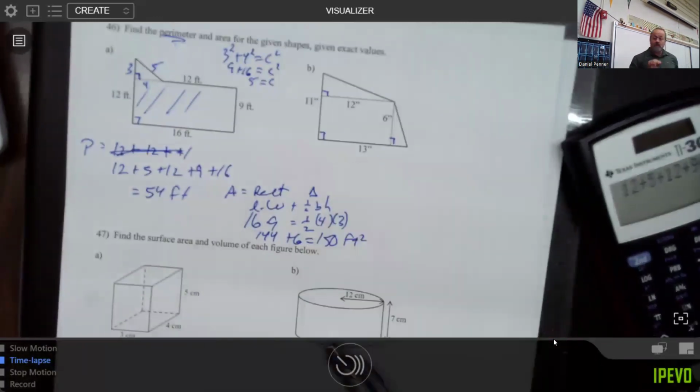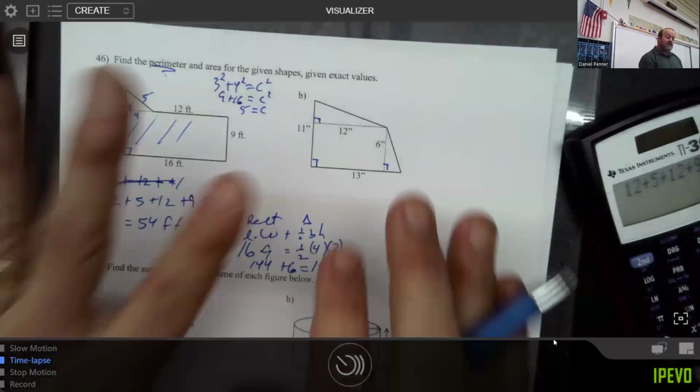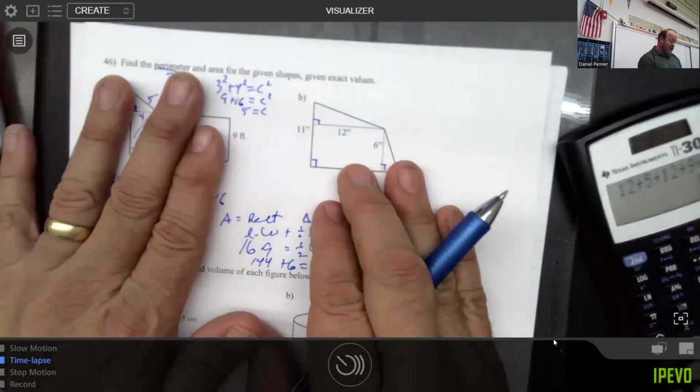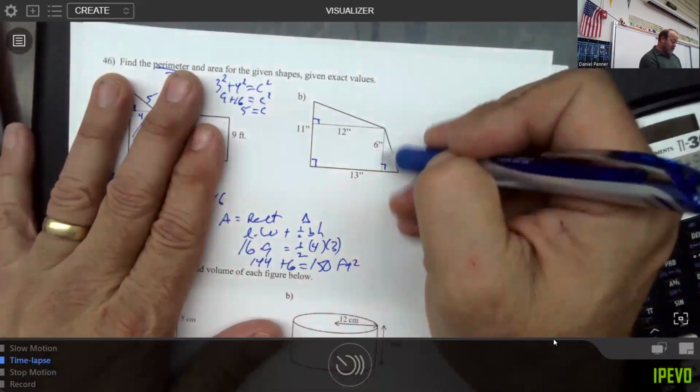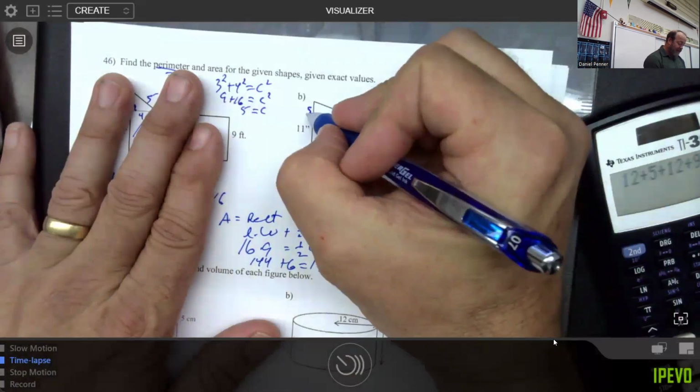Now, although those were very nice ones, this last one is a little harder. Waiting for the music to end. Okay, here we go. So if we have this slightly more complicated shape where we know this part is 6 and this is 11, that's going to make this missing little piece right here 5.